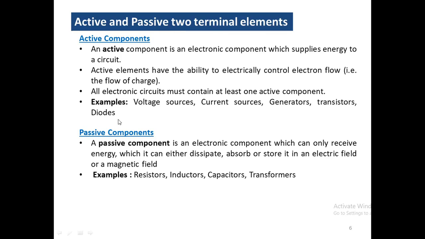A passive component is an electronic component which will only receive energy, whereas active components, as we saw earlier, supply the energy. The passive component will receive the energy, and it will either dissipate, absorb, or store the energy in the form of an electric field in the case of capacitors, or a magnetic field in the case of inductors. Examples of passive components are resistors, inductors, capacitors, and transformers.